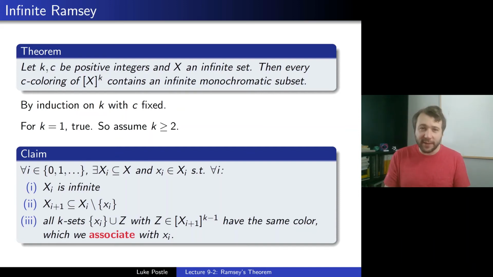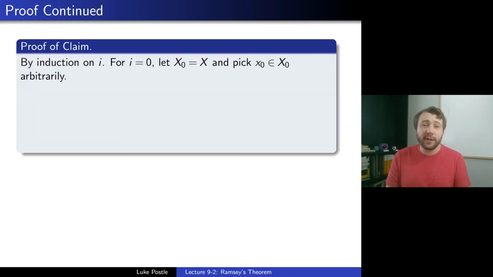Well, it's basically the same, except we have to think about having multiple colors, and we have to think about this k thing. So here's the proof. Again, you go by induction on i to build up this set. Just as before, when i is 0, you can just let X0 be X, the whole set, that's infinite, and pick an x0 in X0 arbitrarily, you'll satisfy 2 and 3. So just as before, just start arbitrarily, that's fine.